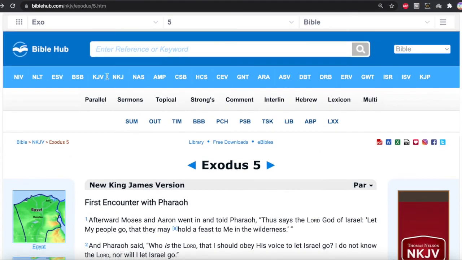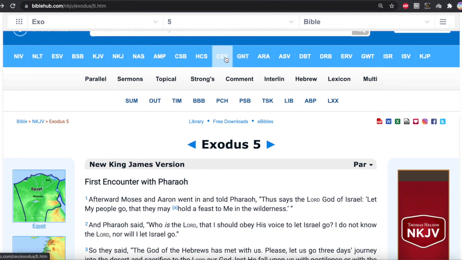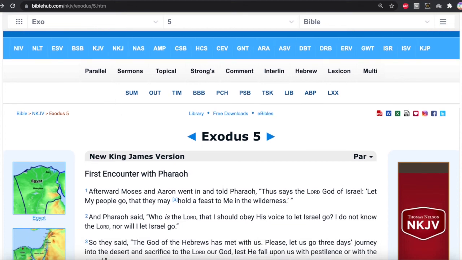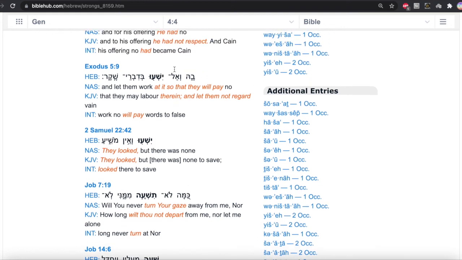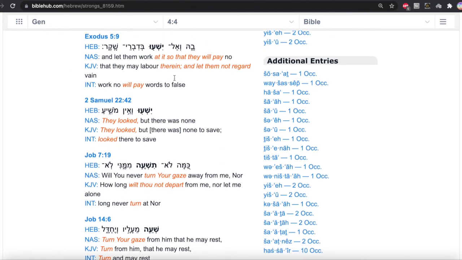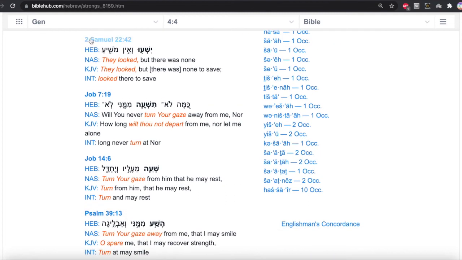And again, if NKJV doesn't make a lot of sense to you, you can choose some different Bible options to really get the gist of what it's saying. So that's Exodus 5, this idea that they're using this verb gaze to say, let them not pay attention, regard, and so on. Then in 2 Samuel, we've got, "they looked, but there was none to save." I won't bore you by going there, but it's explaining how the people are frantically searching for someone to help them, and there's no one there. So pretty basic: they looked around, they gazed.